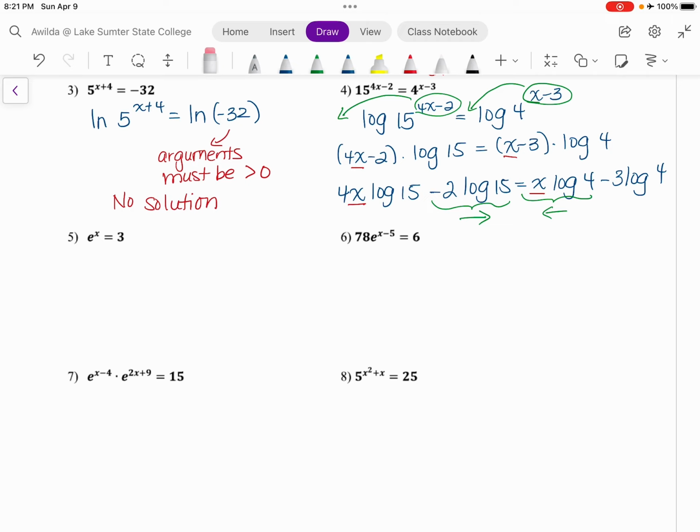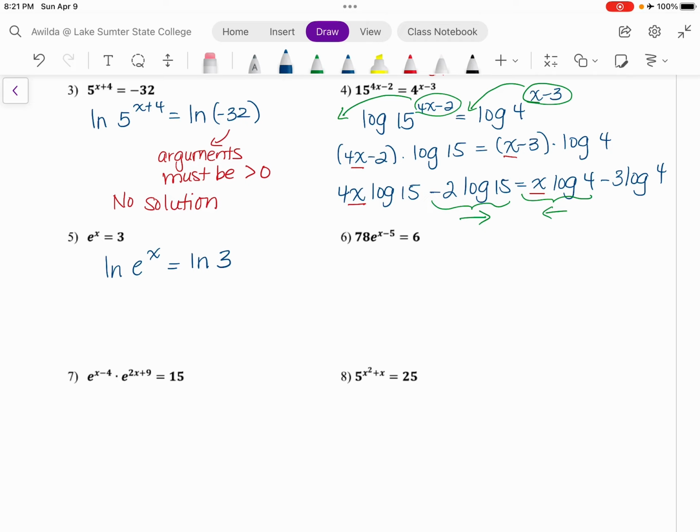In number 5, we have e to the x power is equal to 3. This is actually one of the simpler equations on this page for us to solve. It makes sense that because we have base e, we would take the natural logarithm of both sides. So we have natural logarithm of e to the x power equals natural logarithm of 3.